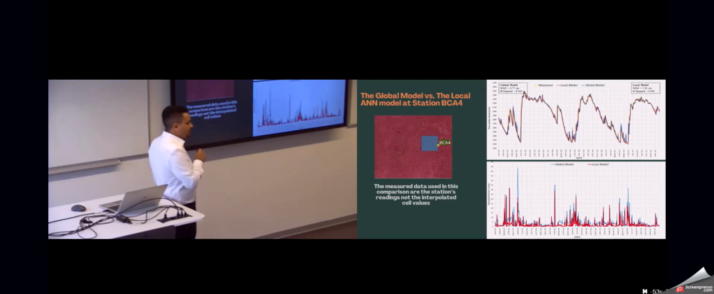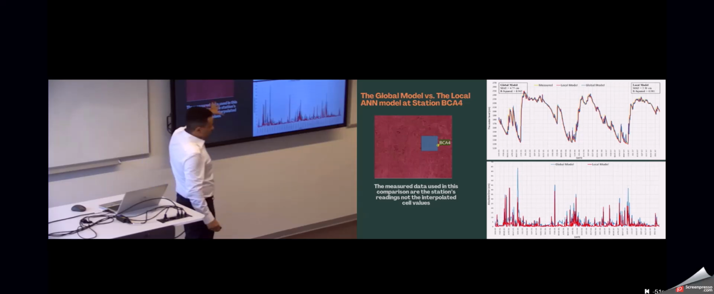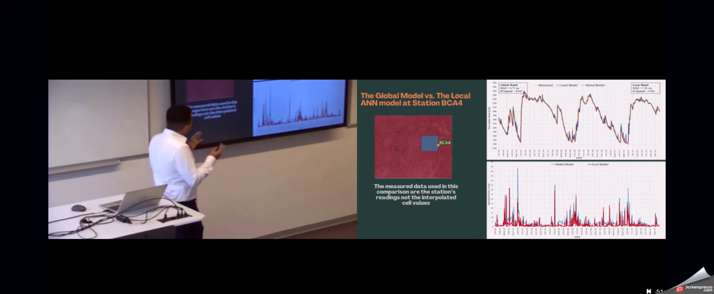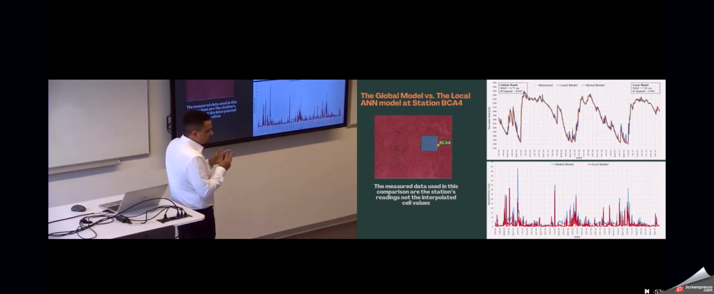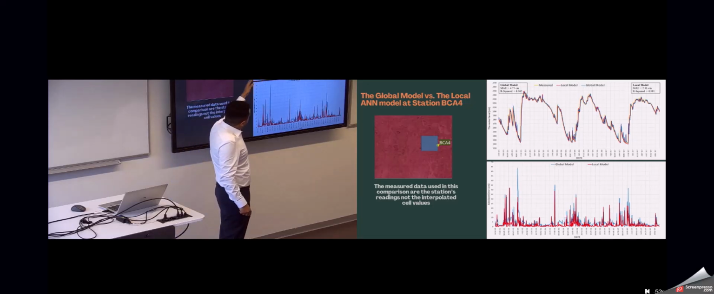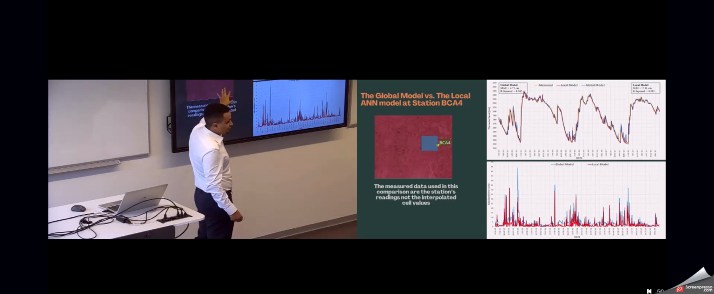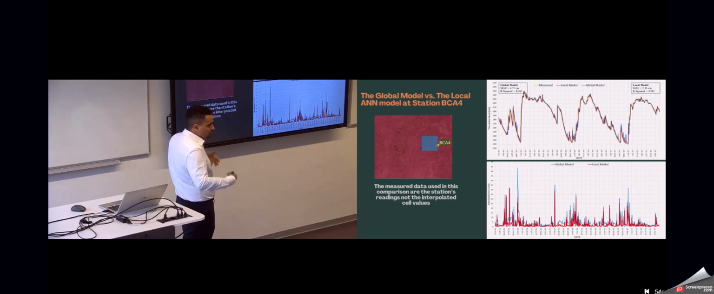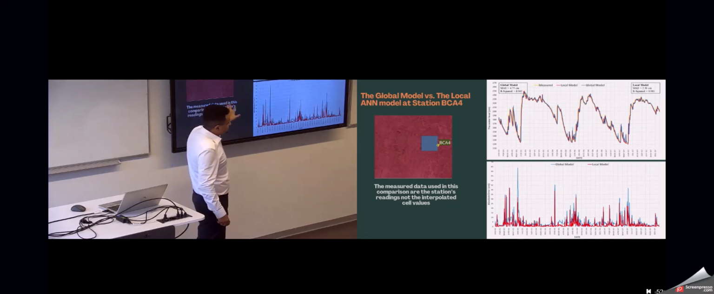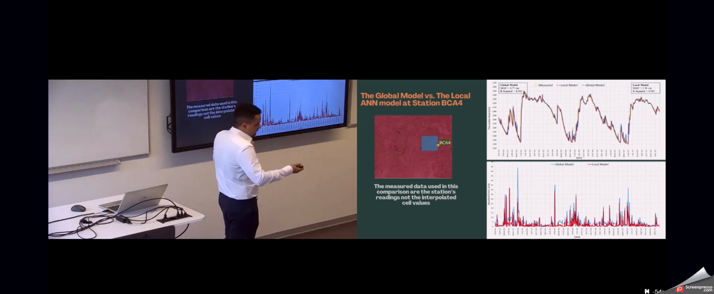But there is a reason behind that. The local model was trained to forecast the water level at the gauge station itself directly, while the global model was trained to forecast the water level at the raster pixel which is above this gauge station. So of course, these two values are not 100% the same because of the interpolation process. The measured data used in this comparison is the gauge station readings, which the local model was trained to forecast. For this reason, the local model here shows better results.